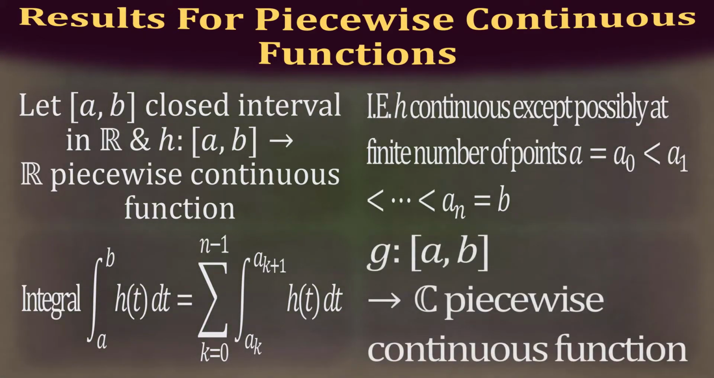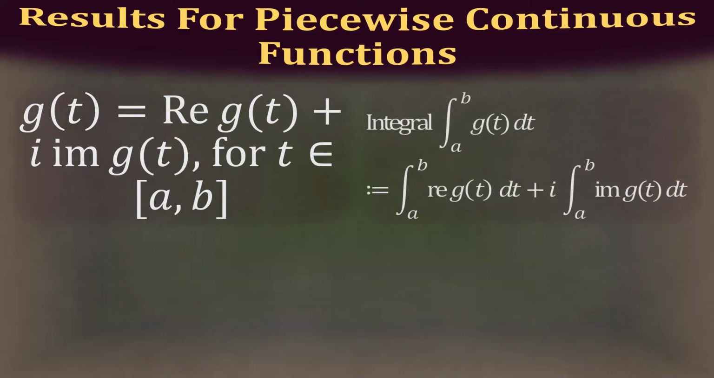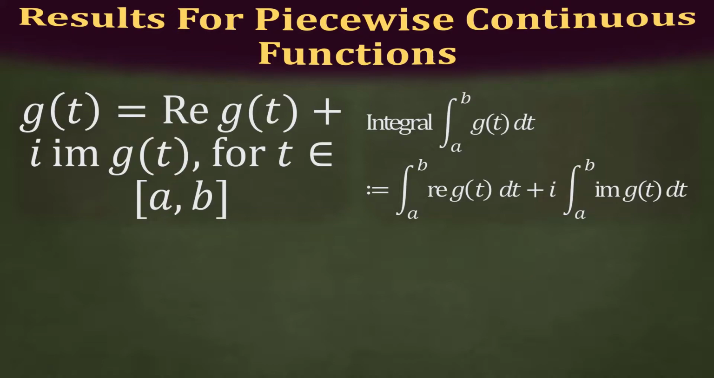Now, let g from [a, b] to the complex numbers be a piecewise continuous function. As usual, we can write the function g of t as the real part of g of t plus i times the imaginary part of g of t for t from a to b. Then, we define the complex integral, the integral from a to b of g of t dt, to be the integral from a to b of the real part of g of t dt plus i times the integral from a to b of the imaginary part of g of t dt.